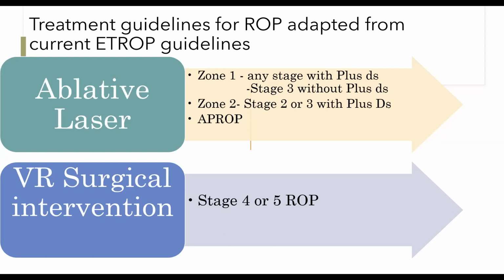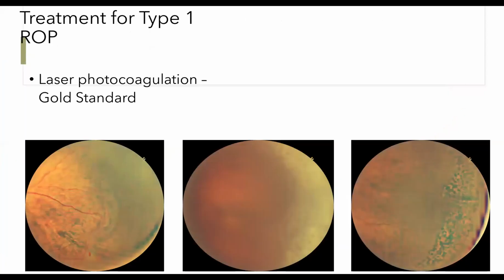And the third is APROP. Now the way we treat APROP is a little different. What we do is we give an injection, which I will talk about further, and surgical intervention is required for stage 4 and stage 5 ROP.